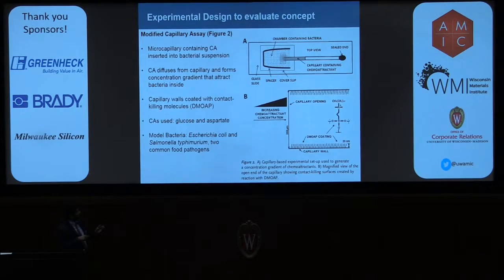What we did is we modified this assay slightly by coating the inner walls of this capillary with a contact killing antimicrobial, which was DMOAP. And now we looked at 2 different bacterial strains and 2 different chemoattractants. What we wished to show now was, number one, can we attract bacteria into these capillaries, and then, do these antimicrobial surfaces effectively kill them?